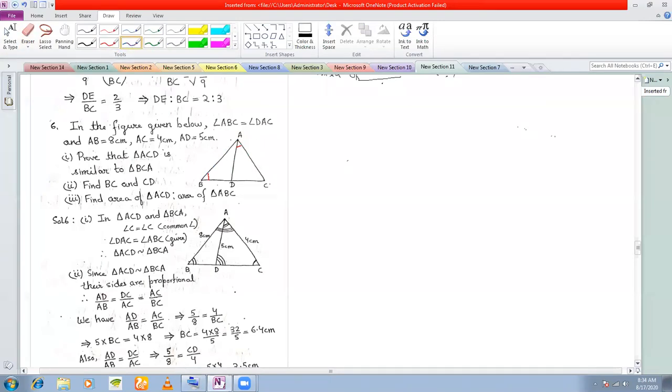These two angles are equal. This is the common angle between the two triangles. And what angle is left? Whatever angle is left, that will be equal definitely. In the bigger triangle, which angle is left? This angle is left, right? In the smaller triangle, this angle is left. Therefore, these two have to be equal.